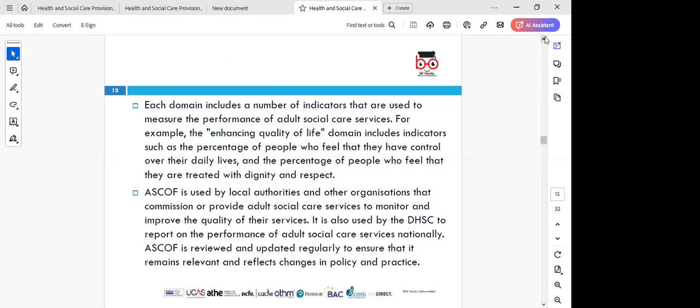ASCOF is used by local authorities or the councils and other organizations that commission or provide adult social care services to monitor and improve the quality of their services. It is also used by the DHSC to report on the performance of adult social care services nationally. ASCOF is reviewed and updated regularly to ensure that it remains relevant and reflects changes in policy and practice.